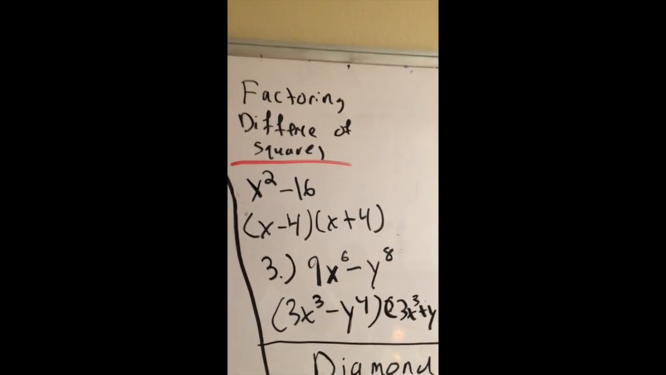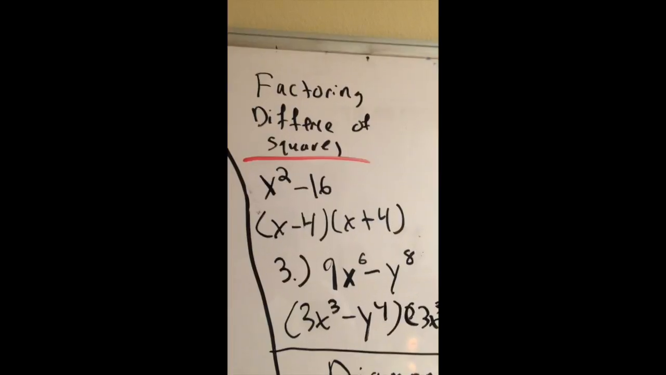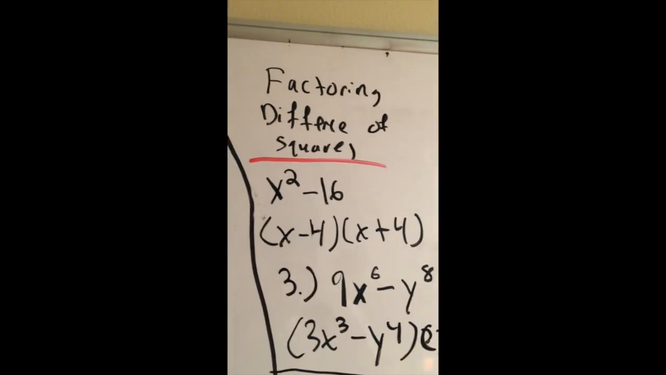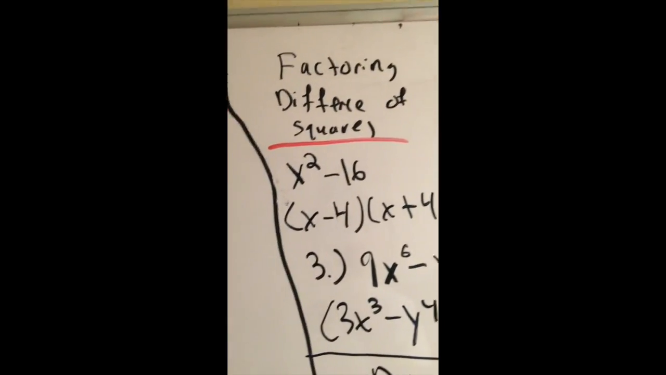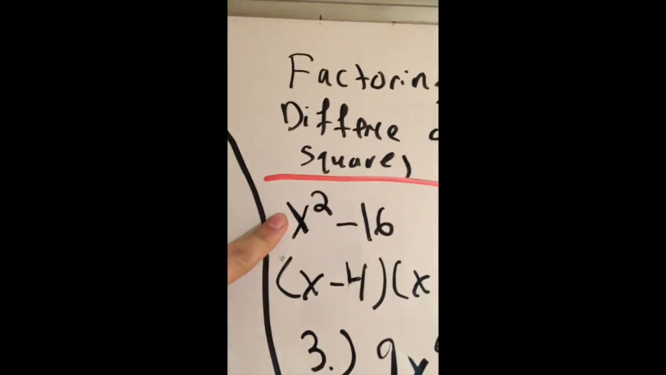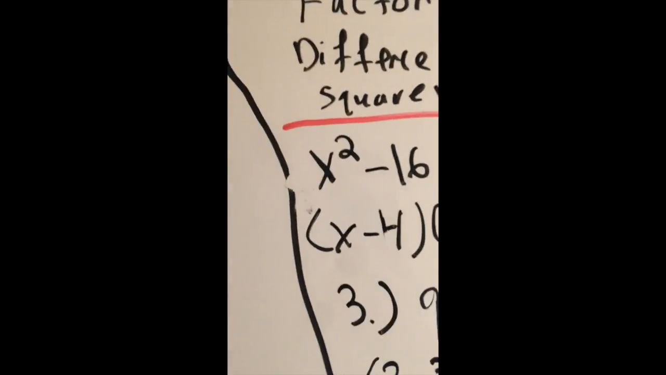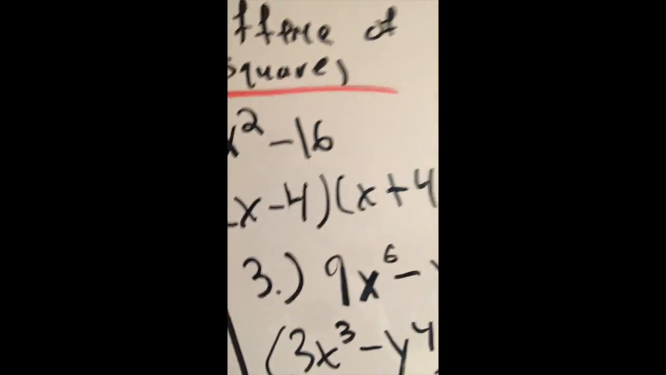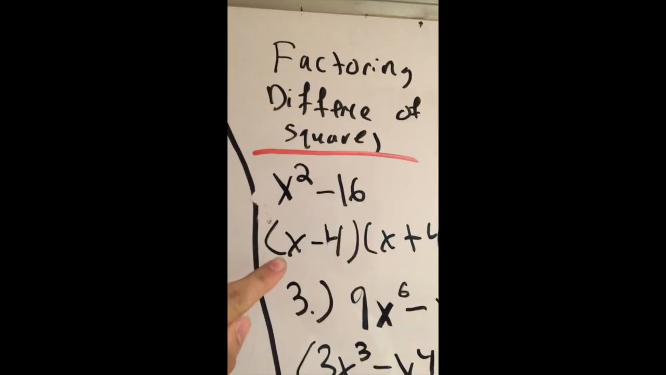Alright, factoring differences of squares. This one literally is the easiest in terms of less work, but it does require you to think a little bit. This is our equation here, x squared minus 16. What you want to do is look at this x squared and see what multiplies by itself to get x squared. And you guessed it, that would be x.